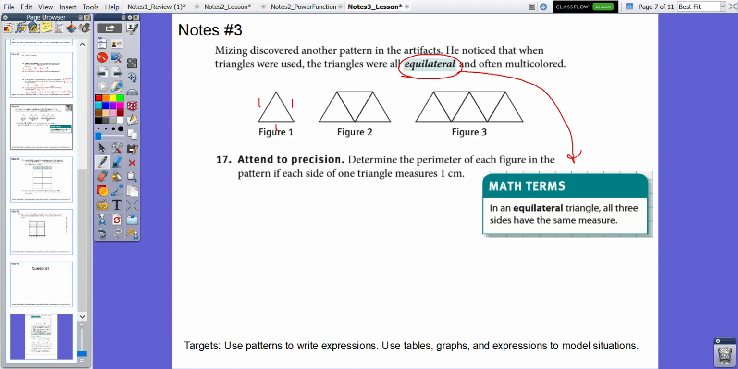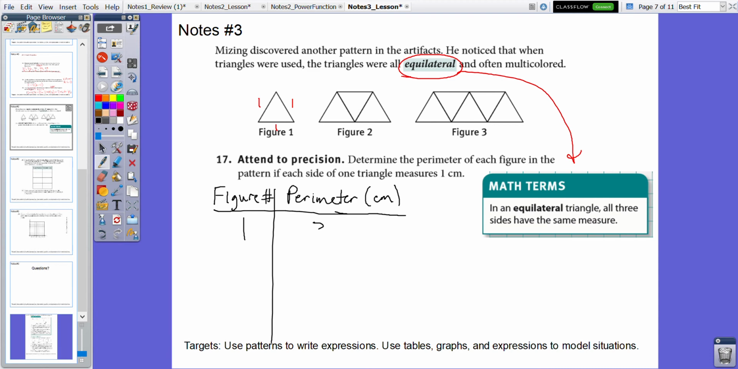For number 17, it says determine the perimeter of each figure in the pattern if each side of the triangle measures 1 centimeter. Oh, funny how that works out. So for this one right here, we have figure 1. Let's go ahead and make a table here. That'll make life a little bit easier. Figure number will be my left side, my x value, and then perimeter will be my second, and that's going to be in centimeters. Okay. So figure 1, well, that's easy. 1, 2, 3. So figure 1 has a perimeter of 3.